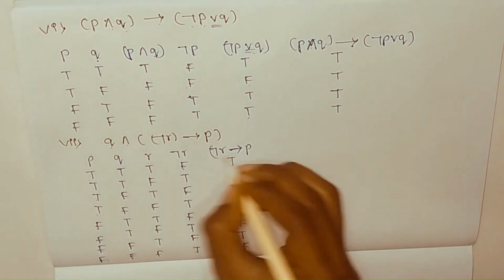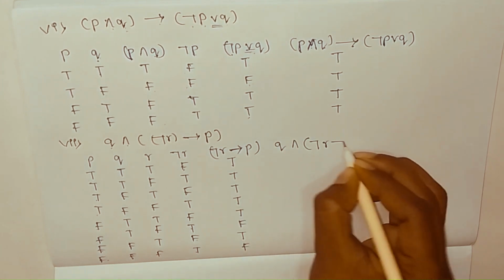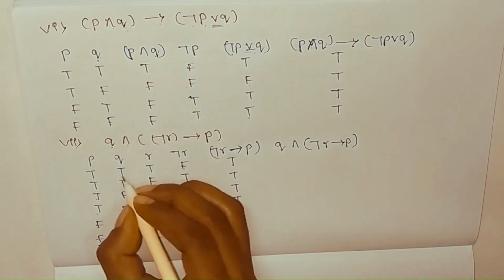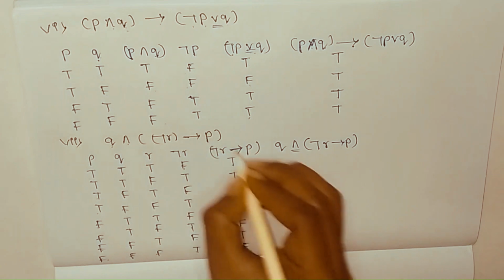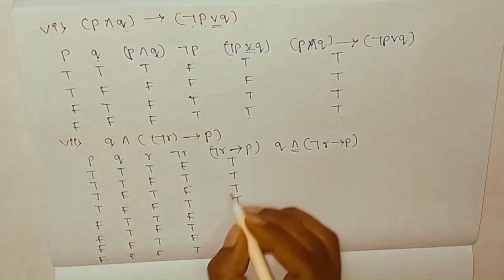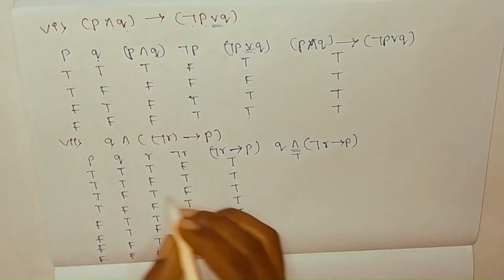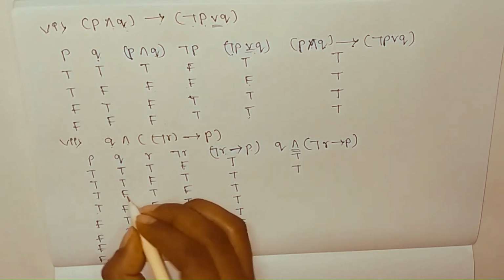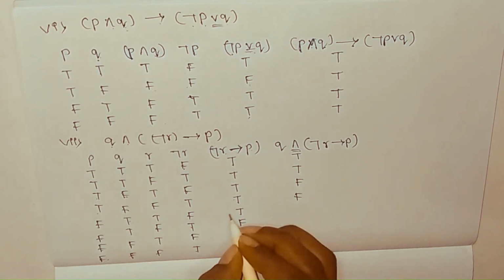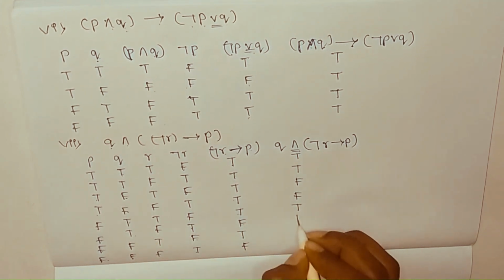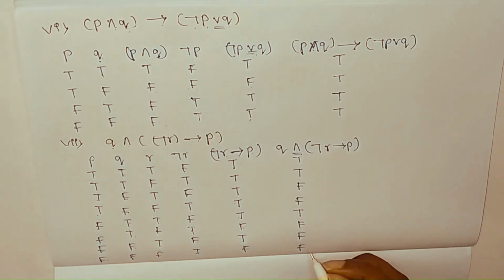And we are applying Q and negation R implies P. Where is Q? Q is here. We are applying the AND operation to Q and negation R implies P. AND operation is nothing but if both are true, then only it returns true. Otherwise false. True, true, true. False, true, false. False, true, false. True, true, true. True, false, false. False, true, false. False, false, false.